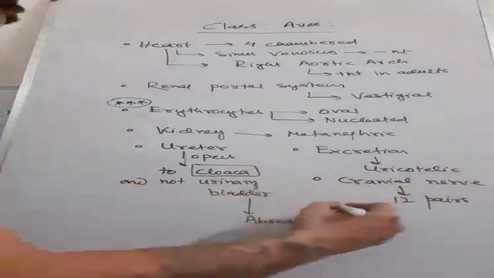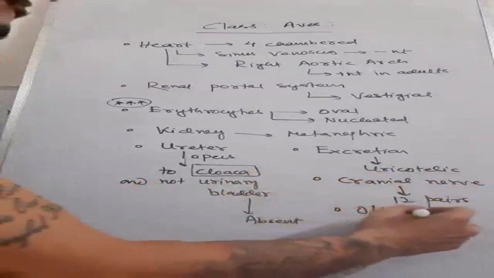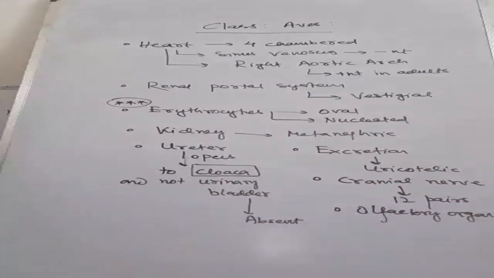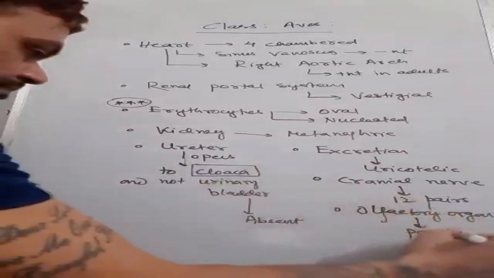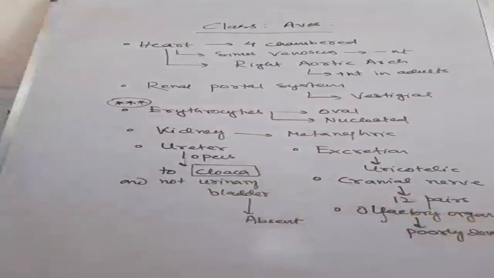The olfactory organ, that means the sensing or smelling organ. How is the olfactory organ of the birds? The olfactory organ of the birds is basically very poorly developed. Very, very poorly developed olfactory organ. They don't have a great sense of smell. Okay. So this is very poorly developed. It is not very highly developed.